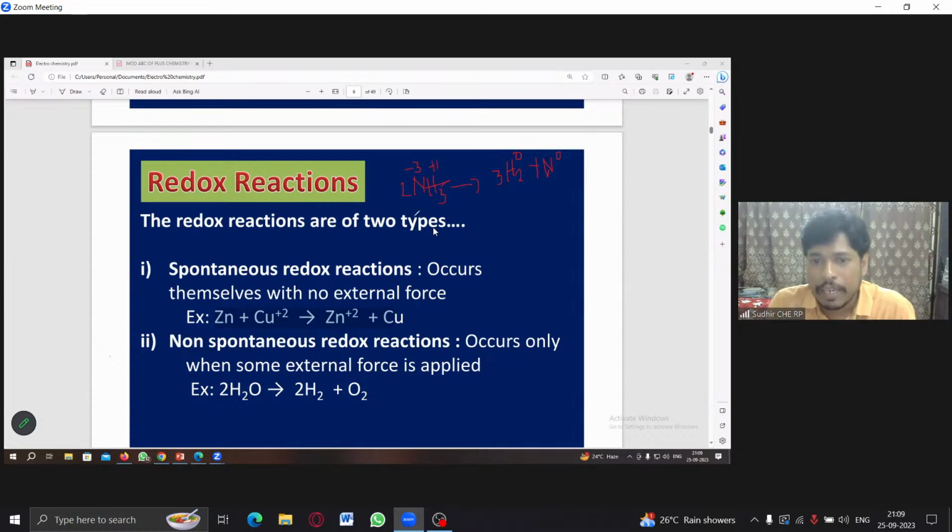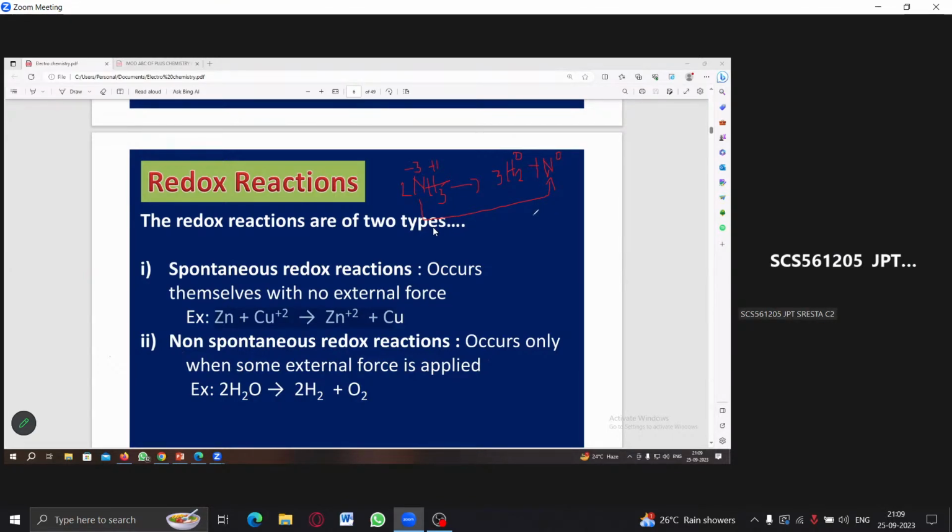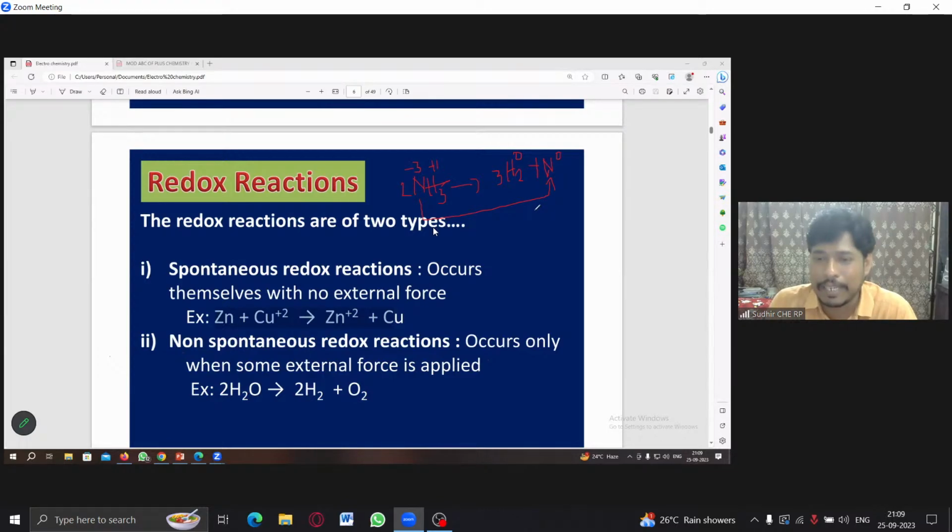Now compare nitrogen's oxidation number from -3 to 0. Increase or decrease? Increase. -3 to 0 is an increase in the oxidation number. So nitrogen is involved in oxidation, right? Now hydrogen, if I compare, goes from +1 to 0, a decrease in the oxidation number, so it is involved in the reduction process. So now I can confirm it is a redox reaction.